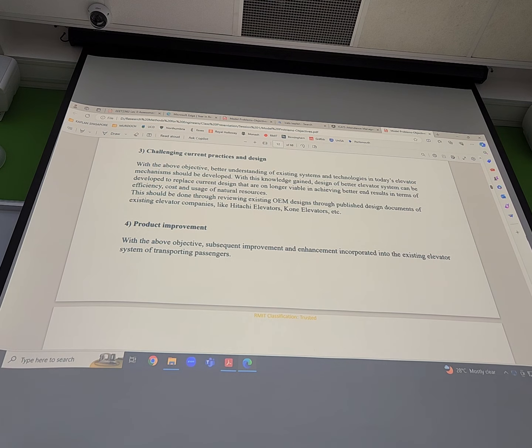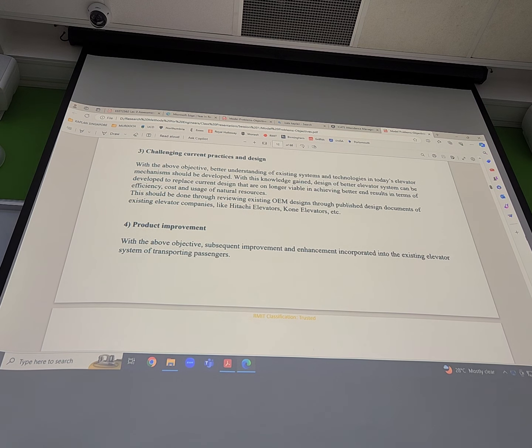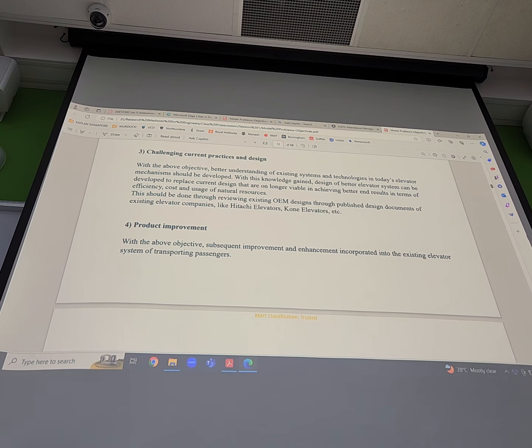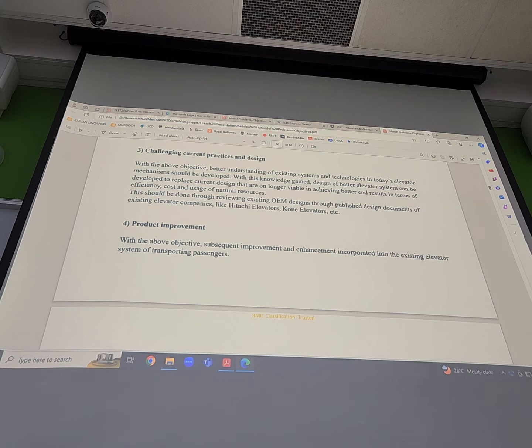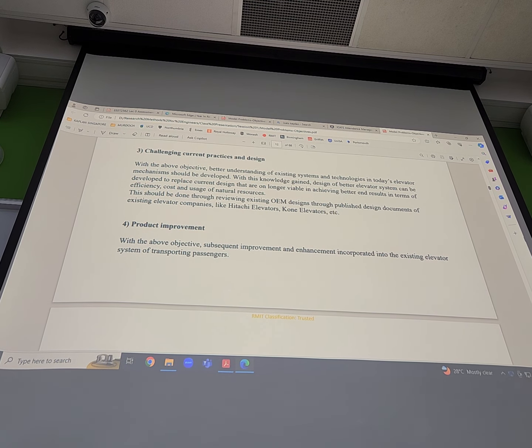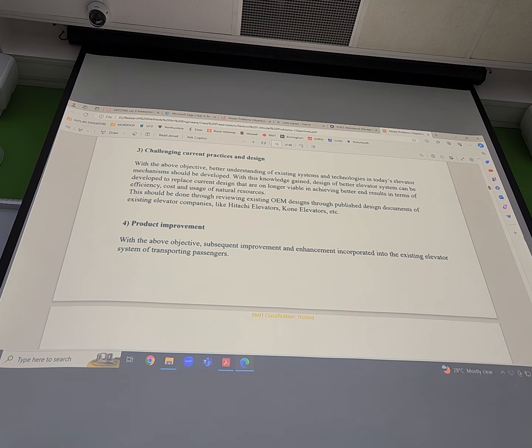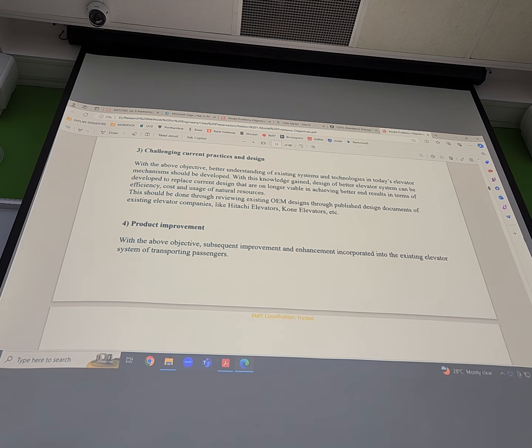So challenging current practices and design. So this is where some amount of analysis is incorporated. But again, the student does not quantify what type of design specifications they plan to achieve. What are the improvements, in terms of specifications, in terms of efficiency, in terms of load bearing capacity or load lifting capacity? All those things were not defined. So we can say that the objectives are vague.